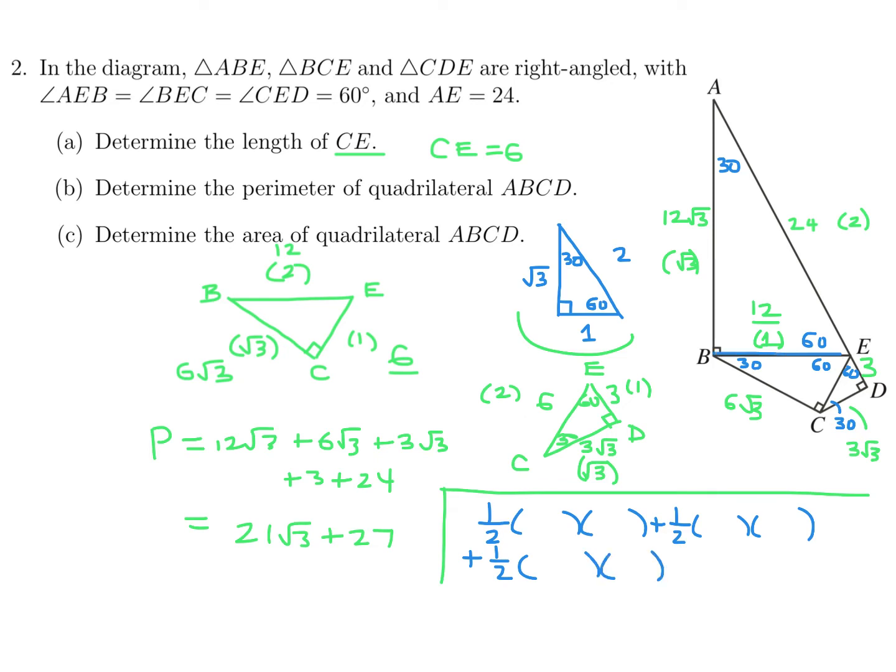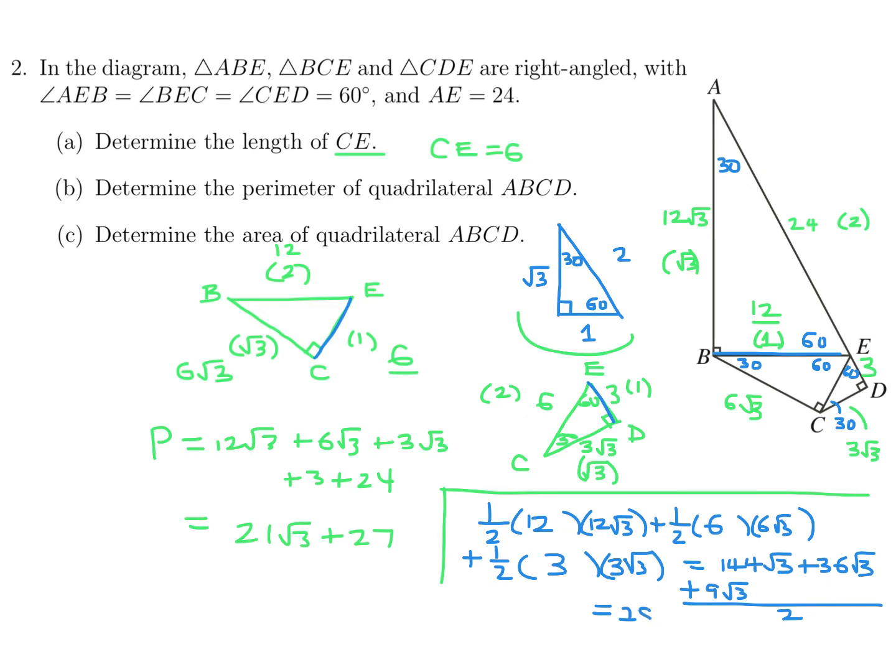So the first triangle, the base is 12, the height is 12 root 3. The next triangle, over here, the base is 6, and the height is 6 root 3. And then the small triangle, the base is 3, and the height is 3 root 3. Okay, so this looks to me like 144 root 3 plus 36 root 3 plus 9 root 3. And of course, it was all over 2. So that's going to be 189 root 3 all over 2. And that completes number 2.